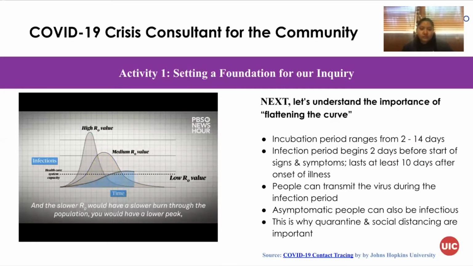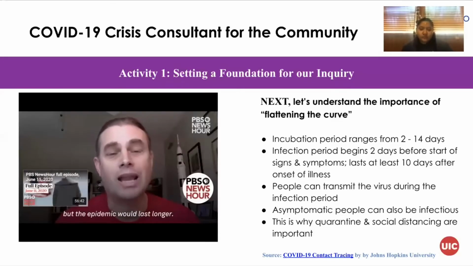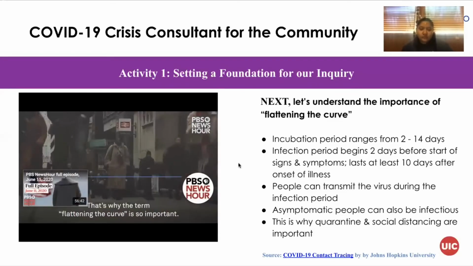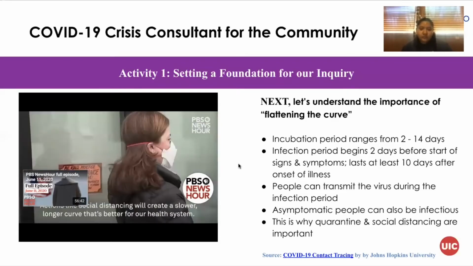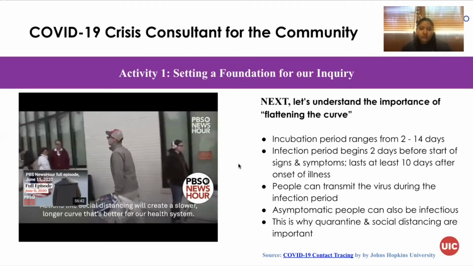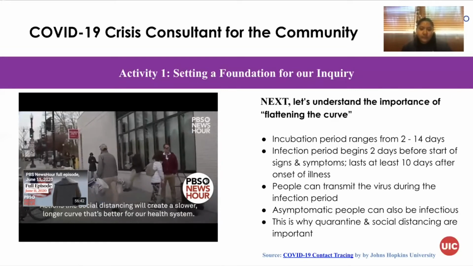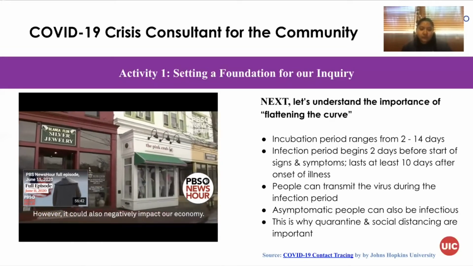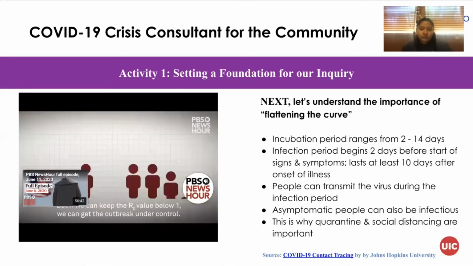And the slower R0 would have a slower burn through the population, you would have a lower peak, but the epidemic would last longer. That's why the term flattening the curve is so important. Actions like social distancing will create a slower, longer curve that's better for our health system. However, it could also negatively impact our economy. But if we can keep the R0 value below 1, we can get the outbreak under control.